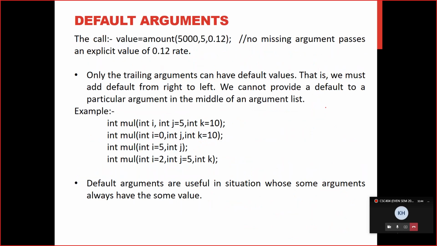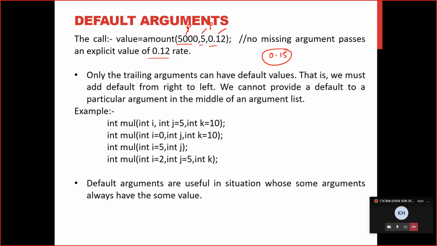Whenever we call a function like this, say the same function amount is called with 5000, 5, and this. This is the principal, this is the period, and this one is the rate. Now if I provide a rate value, the default value 0.15 gets overwritten and the provided value will be considered. So there is no missing argument. The explicit value is passed and the current value will be considered.